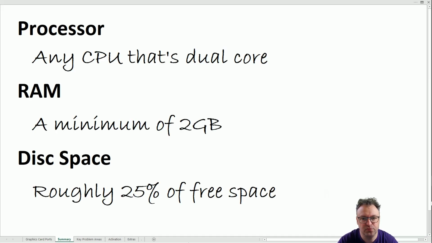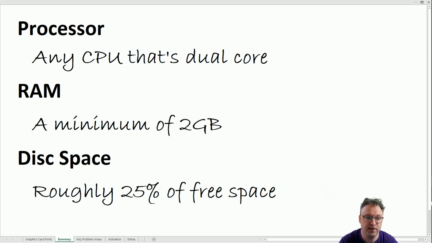If you want to install Windows 10 on your computer, and this is what I would check if I came round, and this should be what other people check if they come round as well, any dual-core CPU will be fine. 2 gig of RAM as an absolute minimum is fine. Disk space, roughly 25% free space. Then Windows 10 will install, and it will install quite happily, and it should work.